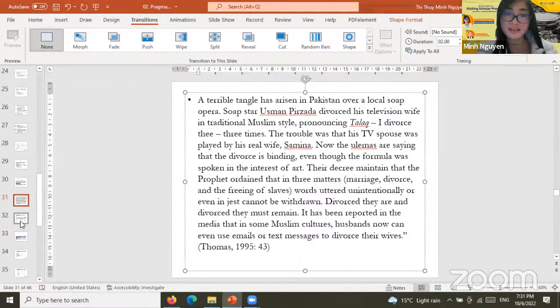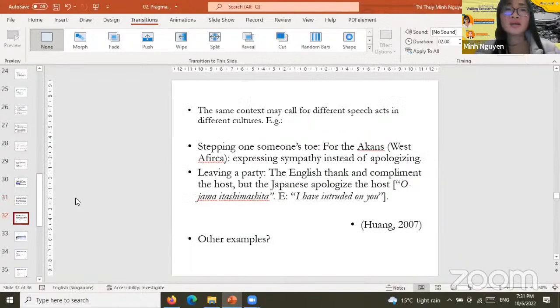So when I say speech acts are culture specific, certain speech acts may exist in some cultures, but not others. The same context may call for different speech acts in different cultures as well.